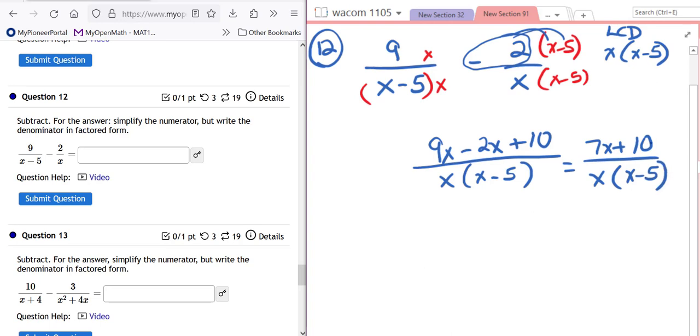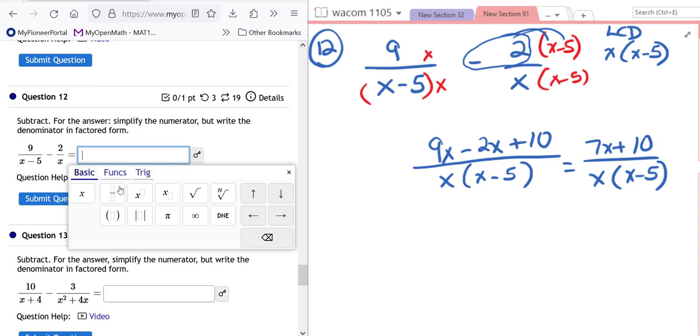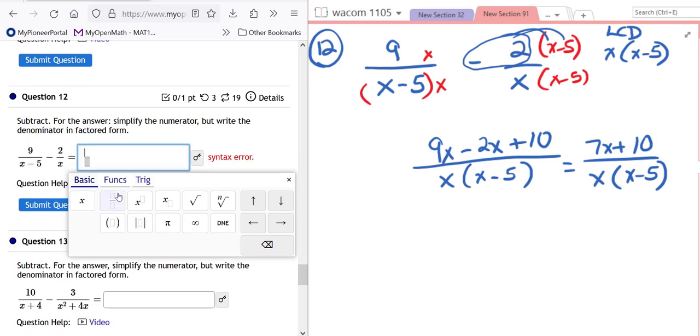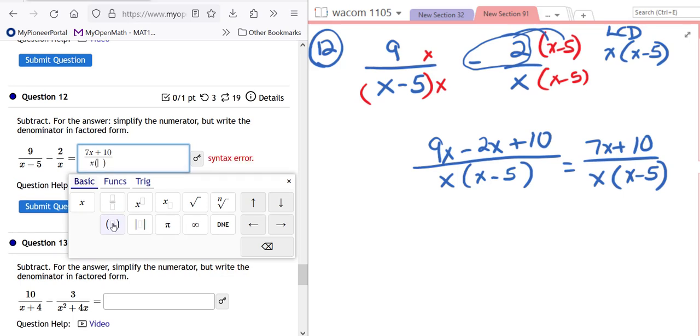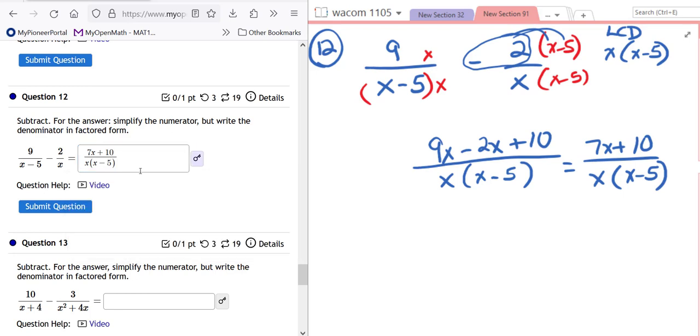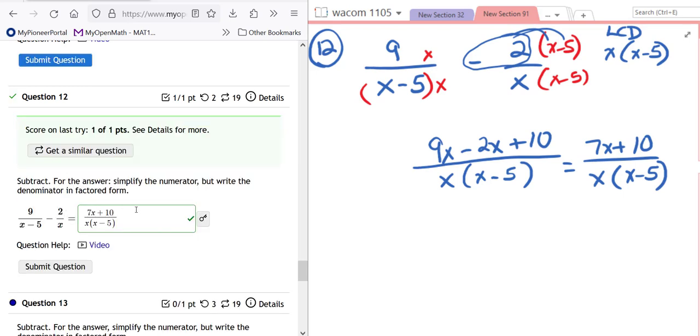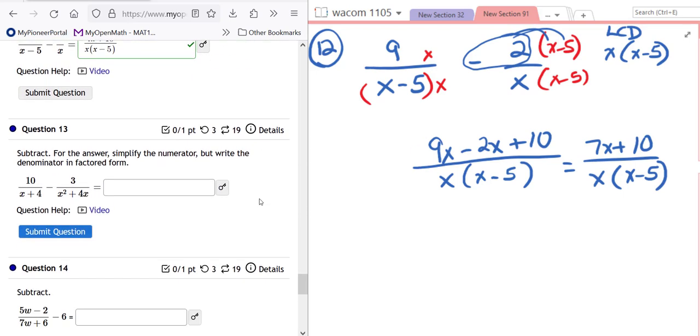7x plus 10 does not factor, so we're not going to get any reducing. So we'll click in there. You need the fraction button, and 7x plus 10 over x, and we'll use parentheses there, x minus 5. All right.